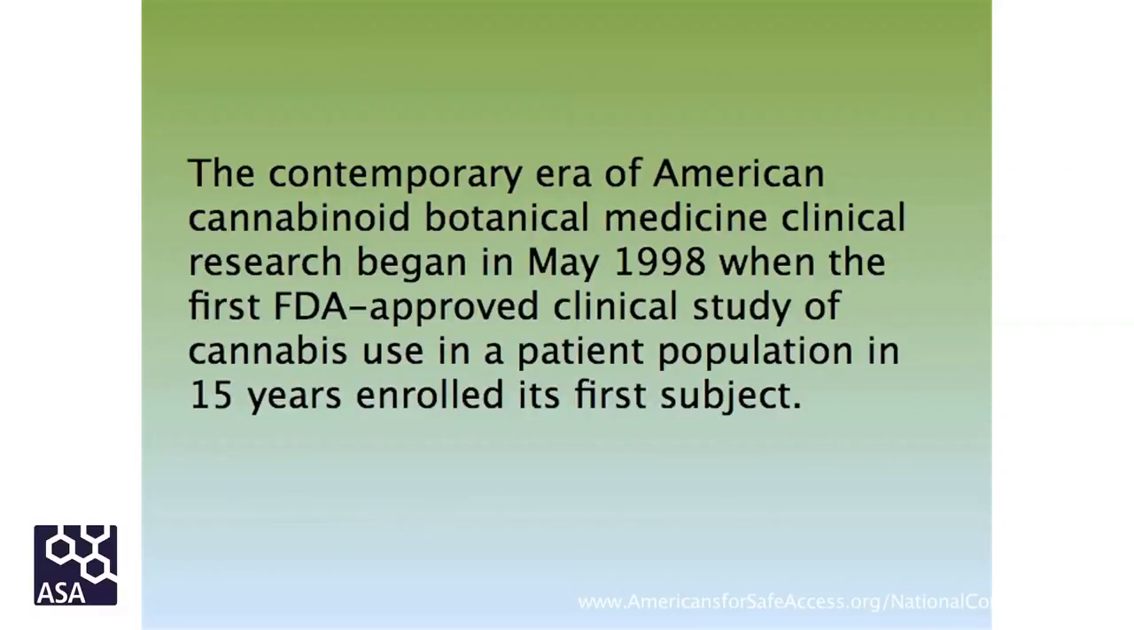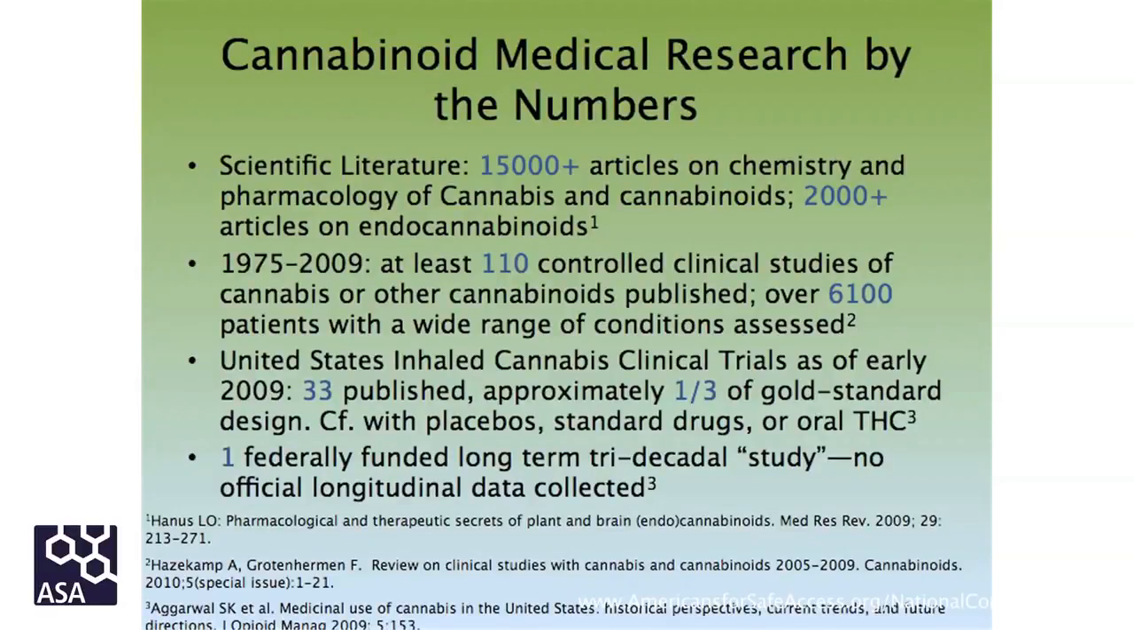Essentially, after 1998, when the first FDA-approved clinical study of cannabis in a patient population enrolled its first subject in 15 years, that catapulted more modern cannabinoid research trials. If you go back to 1975 to 2009, you can add up 110 trials involving 6,100 patients, and that includes cannabis and cannabinoids in human studies. In the United States, 33 to 40 different inhaled clinical cannabis trials, about a third of which were gold standard, that is double-blind, randomized, placebo-controlled, were done in this period.